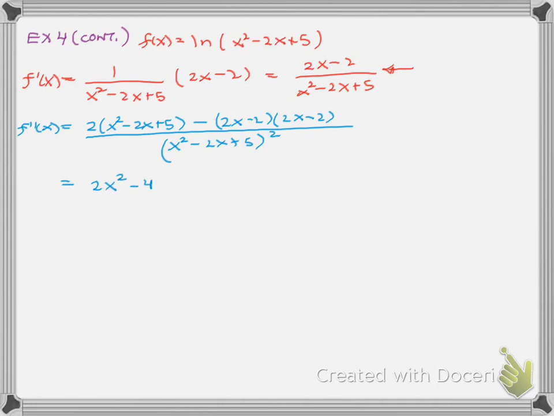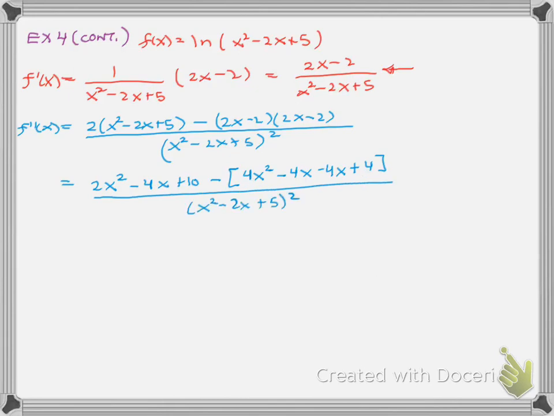2x squared minus 4x plus 10 minus, that's going to be 4x squared minus, or plus 8x minus 4. That is not right. Let me slow down. I'm trying to do 2 steps in one and it's not working. So that's going to be minus 4x squared, minus 4x plus 4, right? Yeah, I was trying to distribute and do all that at once and it just did not work out for me.